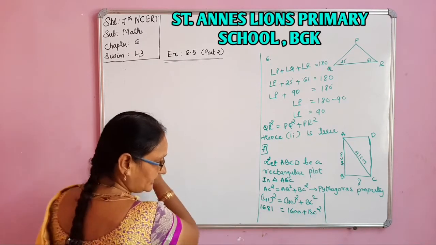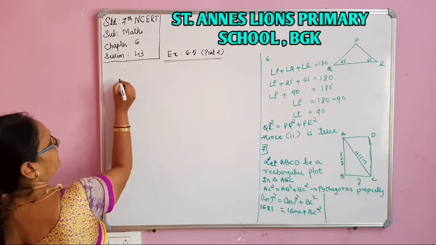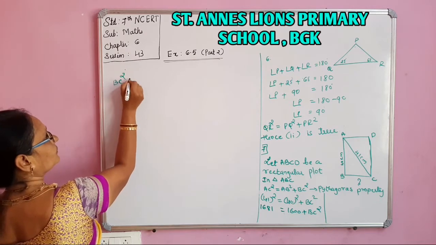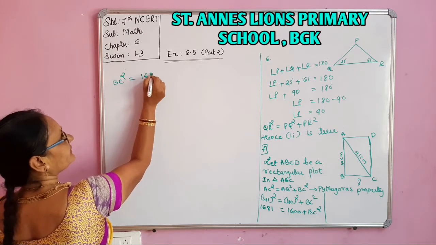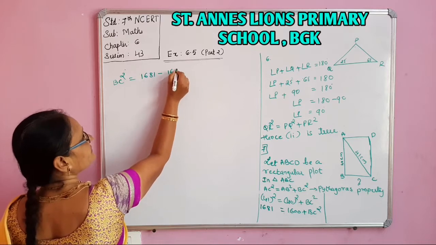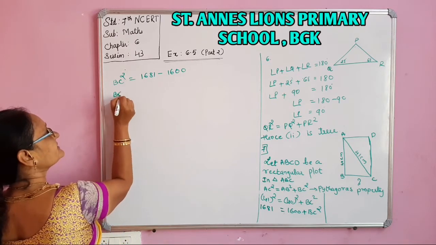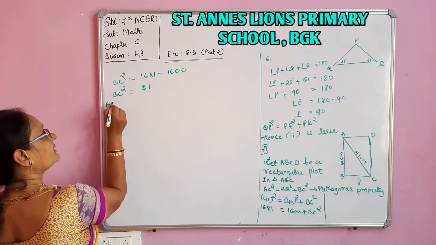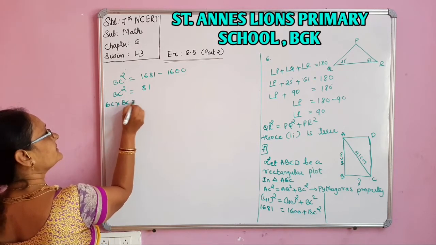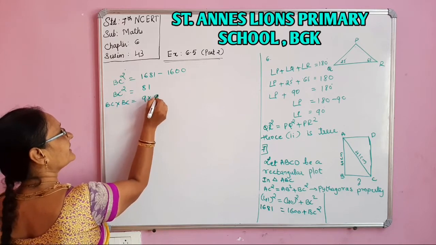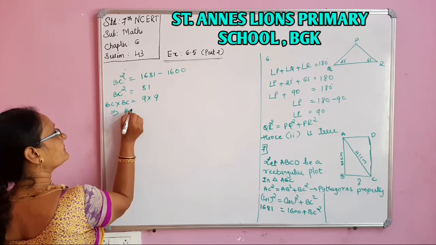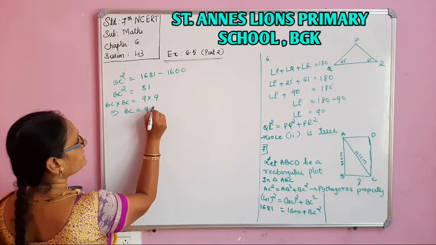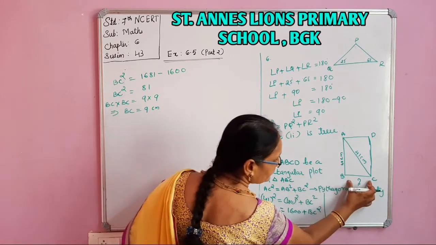Okay. Now I'll continue here. BC square is equal to 1681 minus 1600. BC square is equal to 81. BC square means BC into BC. Here 81 means 9 nines are 81. This implies that BC is equal to 9 centimeter. Okay. Now we got this BC.